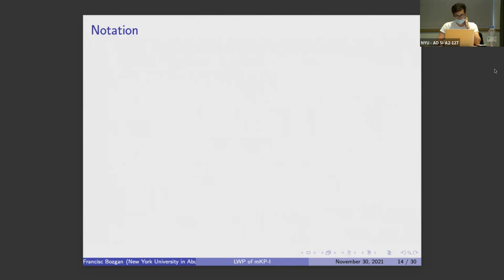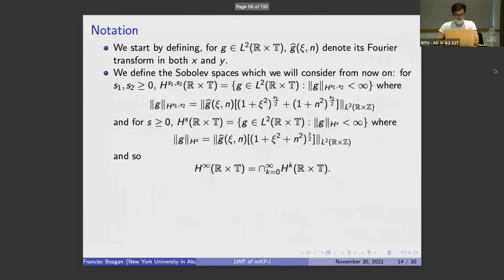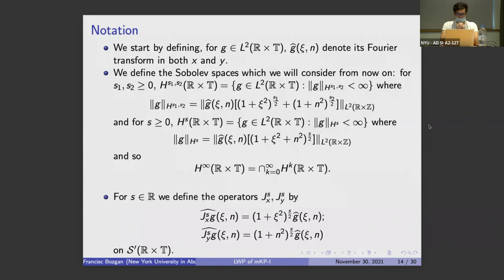Of course, we define by g hat the Fourier transform in both x and y. We define H^{s1,s2}, the anisotropic Sobolev spaces, by the use of the Japanese brackets to the power s1 and s2. H^s will be denoted by H^{s,s}, or equivalent to it. And by H infinity, we denote the intersection of all the H^k. We define these smoothness operators J_x^s and J_x J_y^s, which on the Fourier side correspond to the Fourier multipliers, the Japanese brackets to the power s.